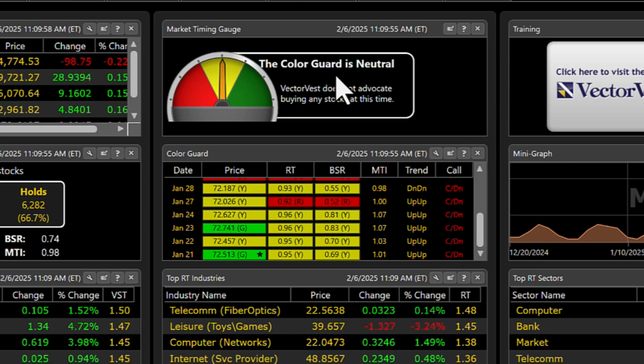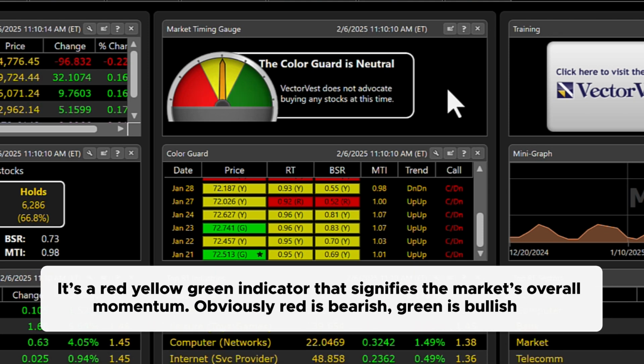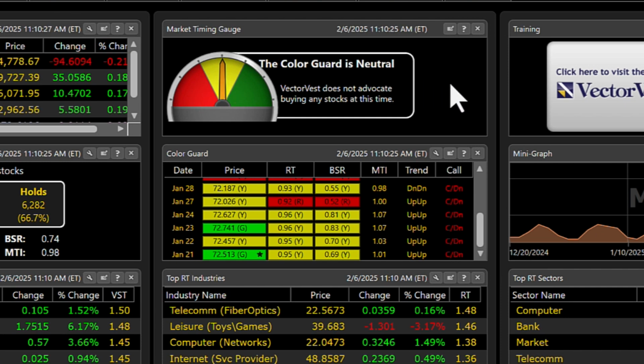The most important here is the market timing gauge, which VectorVest calls the color guard. So it's just a red, yellow, green indicator that signifies the market's overall momentum. Obviously, red is bearish, green is bullish. So VectorVest in general tries to trade with the market rather than against it. So when the color guard is red or yellow, you're not going to see a ton of buy picks. Right now it's yellow and it literally says VectorVest doesn't advocate buying stocks at this time.